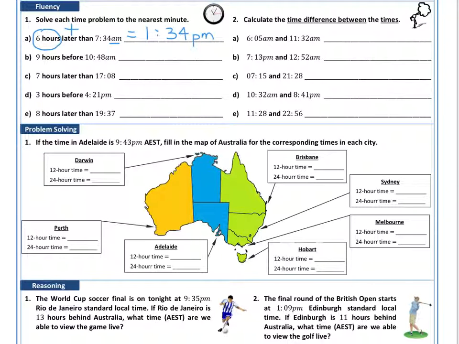Again, the process is the same if we want to look at question 1b. However, this time the question reads 9 hours before 10:48 a.m. Before meaning we need to take the 9 hours off. This question is quite easy to do in our head, as 9 hours before 10:48 a.m. would bring us back to 1:48 a.m.